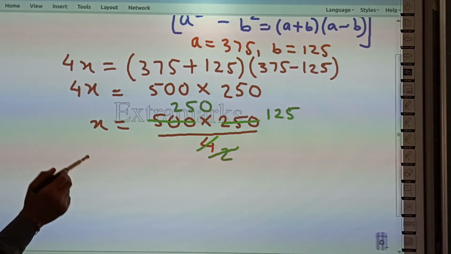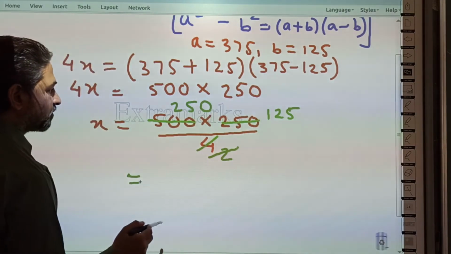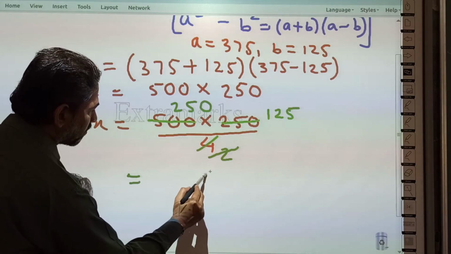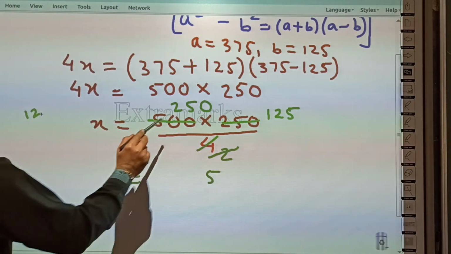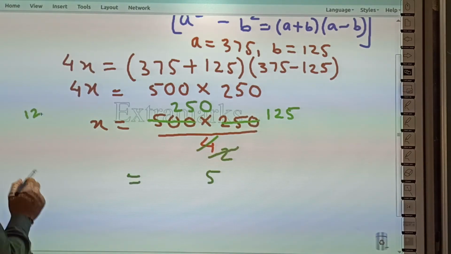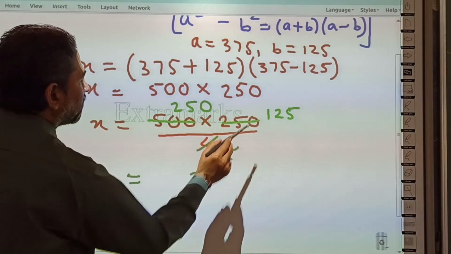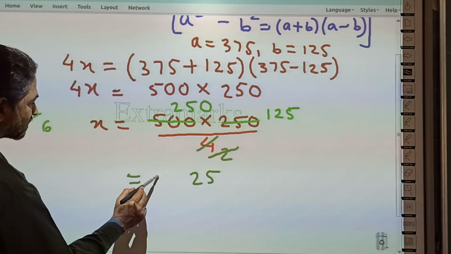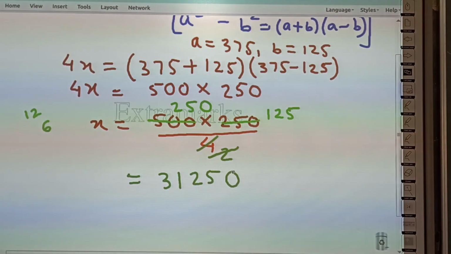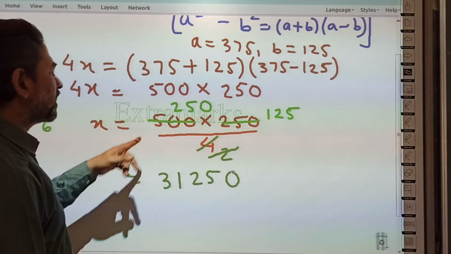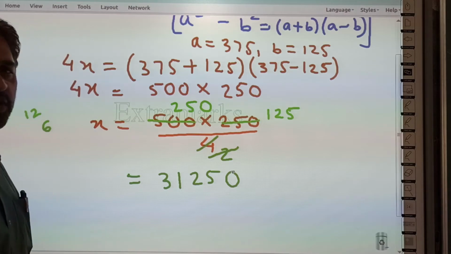Okay, now let's multiply. So we'll get 25 5s are 125, 5, 12 is the remainder. 25 2s are 50 plus 12 is 62. Now 6 is the remainder. 25 1s are 25 plus 6 is 31. 31250. और एक आसान तरीका बच्चों देखिए, और ये जो 250 लिखा हुआ था इसको मैं 125 into 2 लिख सकता था.